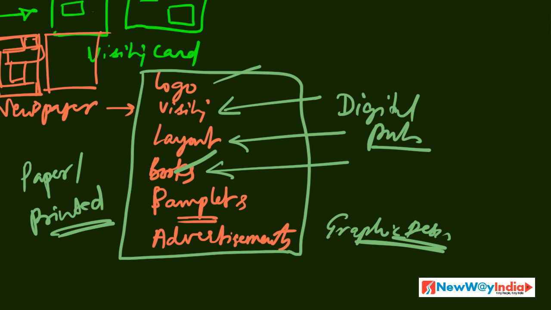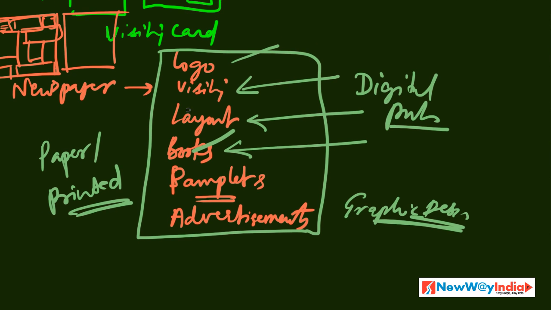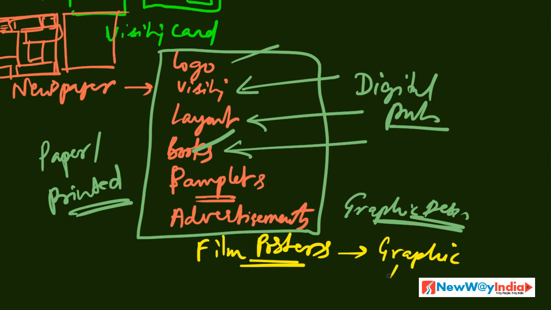Okay, so first you need to observe all these things: logos, visiting cards, layouts of books, how a book is designed, how a brochure is designed, how a pamphlet is designed, how advertisements are designed, film posters. Everyone might have seen them in their life. Sometimes we like the film poster, sometimes we don't. It means someone has designed it. Some graphic designer, the title may be different, but the fundamentals are the same. It's graphic designing work.